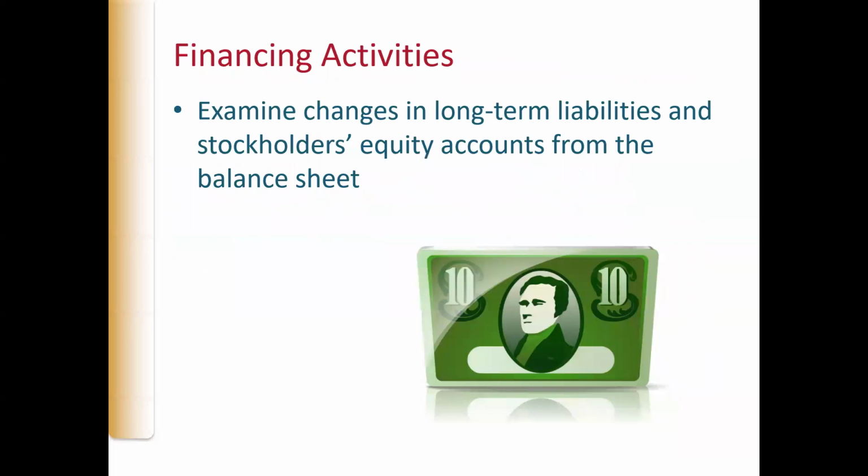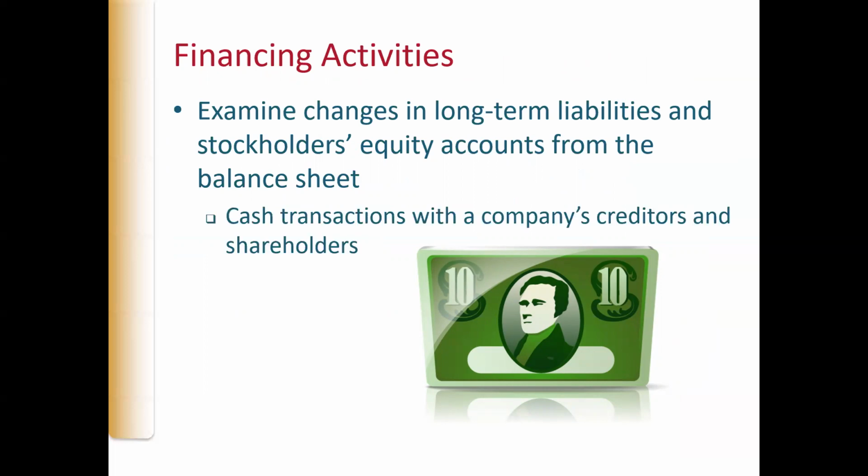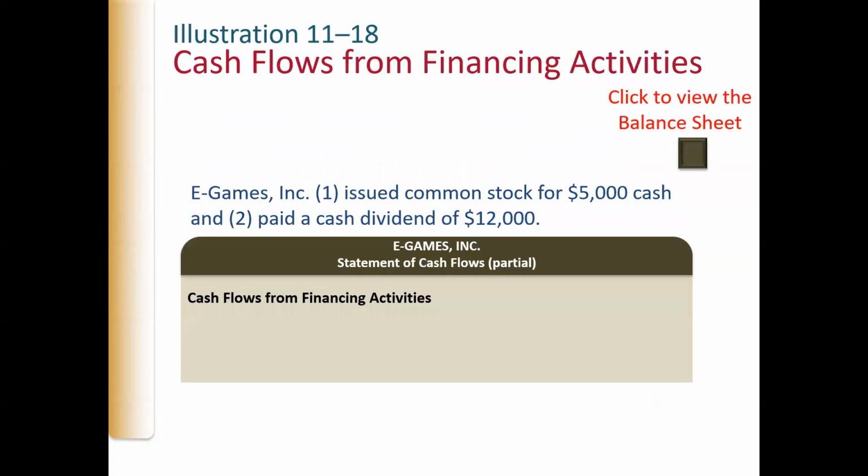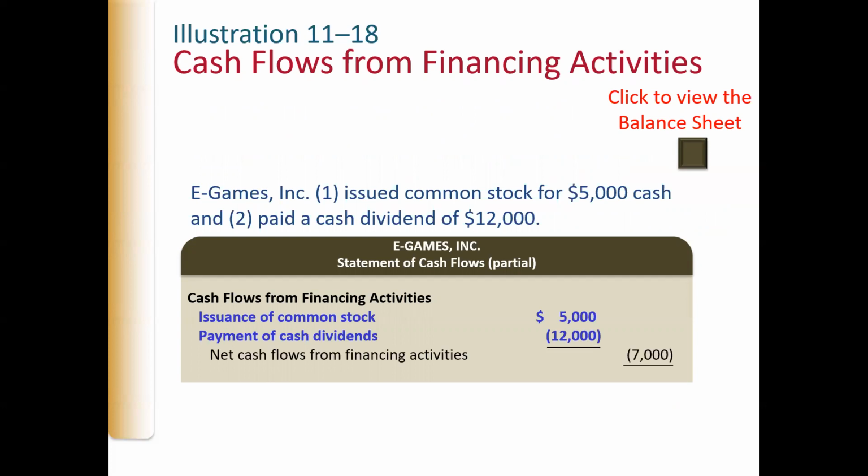Then for financing, look at the long-term liabilities and the stockholders' equity section. So if we issued common stock for 5,000 cash, that's going to increase our cash. And when we pay a dividend, that decreases our cash.